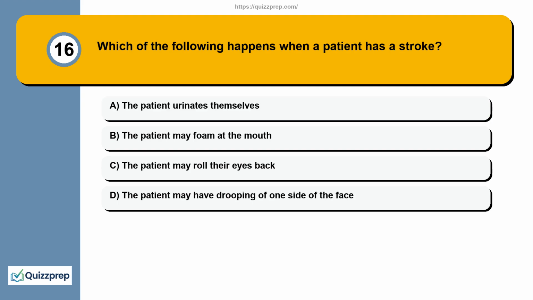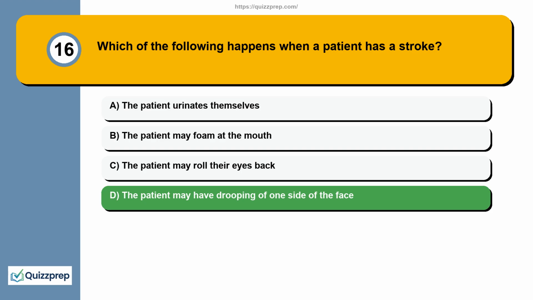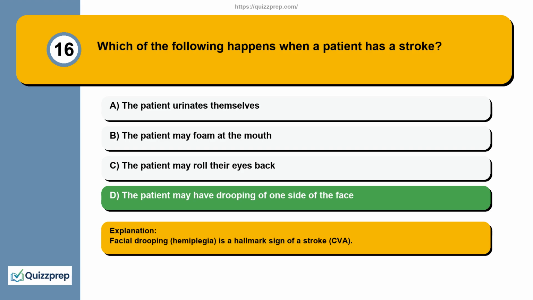Question 16. Which of the following happens when a patient has a stroke? The patient urinates themselves. The patient may foam at the mouth. The patient may roll their eyes back. The patient may have drooping of one side of the face. Facial drooping, hemiplegia, is a hallmark sign of a stroke, CVA.